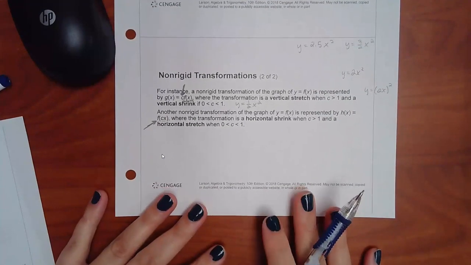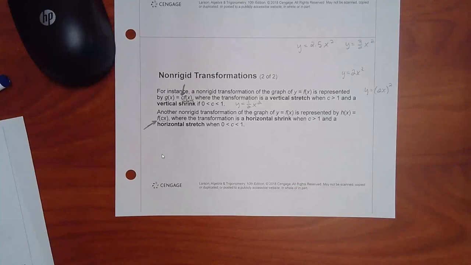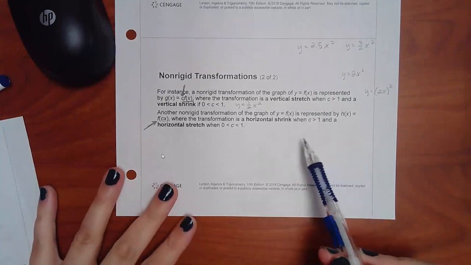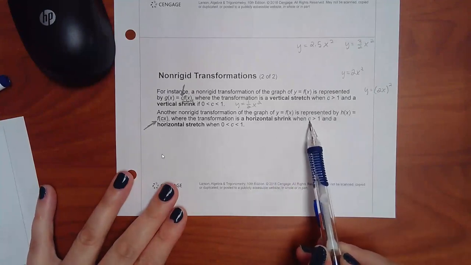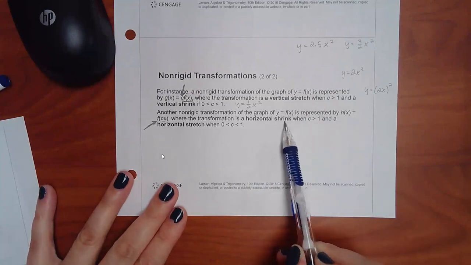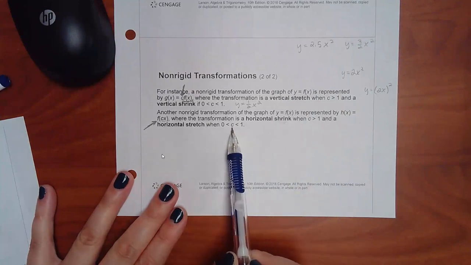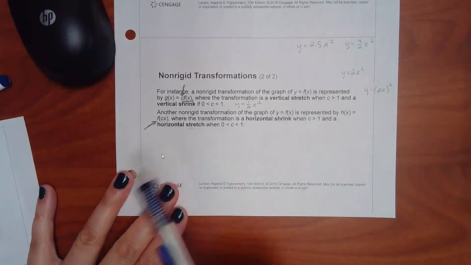Okay, the other one is when you have the horizontal shrink. So that's like if I grab the sides of the graph and I either smush it together to shrink it or I pull it apart to make it stretch, okay? And so for this case, it's kind of backwards than the other one. So notice that when the number is bigger than one, it actually shrinks it, doesn't it? And when it's a number less than one, it's stretching it. So it has the opposite effect on that one.